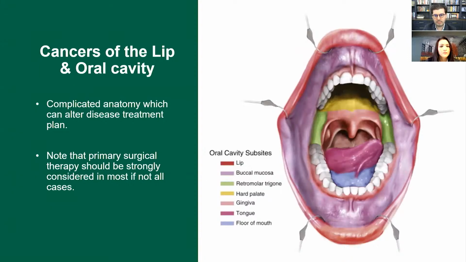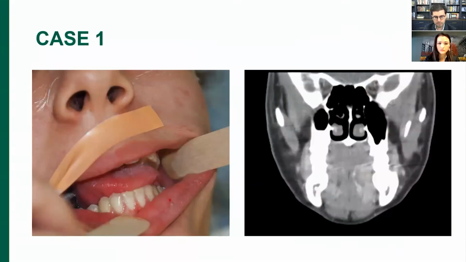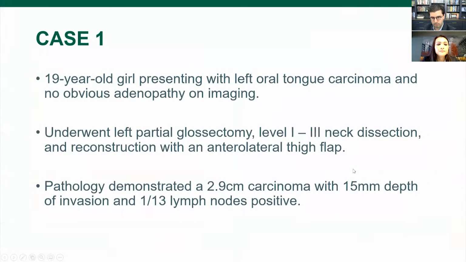So I think we want to talk specifically about oral cavity cancers because they're a little bit unique. And you can see, this is a picture I found and Hawk helped me put together, that there's many different subsites of the oral cavity. Each area is a little different. So I wanted to start with this first case. This is a very young girl who came to me with what looks like a relatively small oral cavity cancer, but you can kind of see on this CAT scan, it's fairly deeply invasive and crossing the midline. She's only 19 years old.